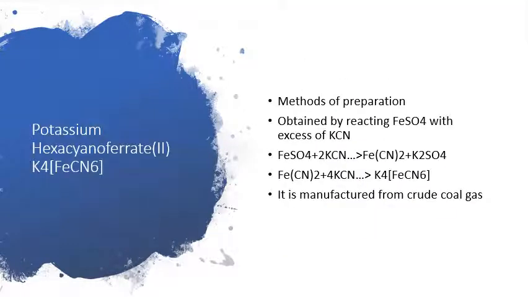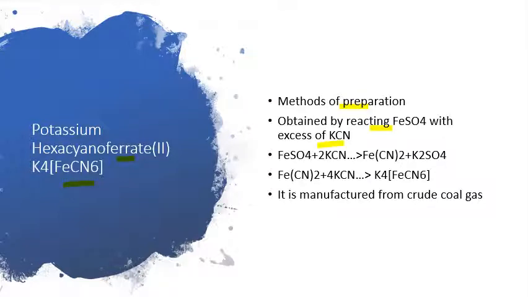The next important complex is of iron, that is potassium hexacyanoferrate, K4[Fe(CN)6]. How is it prepared? It is obtained by reacting ferrous sulfate with excess potassium cyanide.